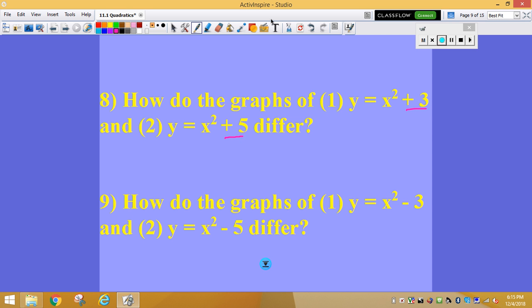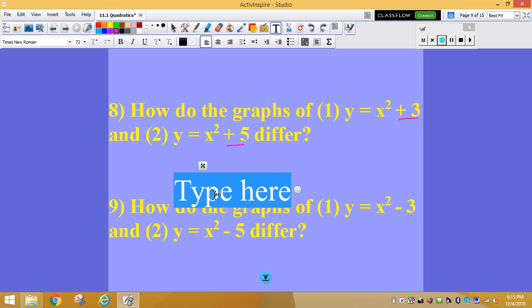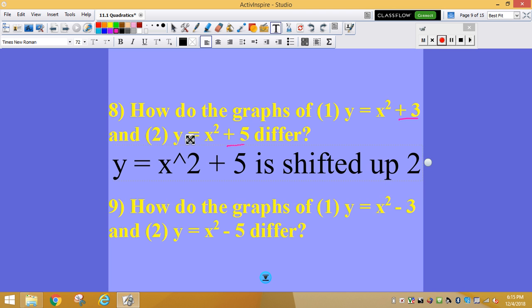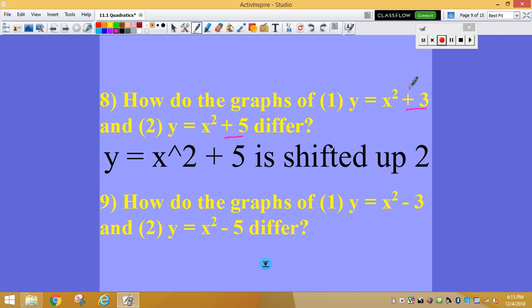So the way I would write that, and I'm just going to type it because it'll be a lot, I would say y equals x squared plus 5 is shifted up 2. Okay, so how did I get up 2? Well, here's how I got it. This one was at 3. To get to 5, that means I would go up 2.